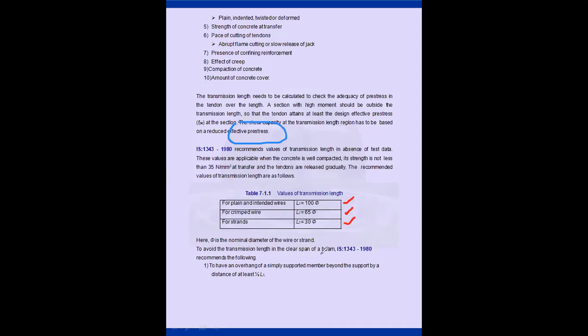So what do you mean by clear span? For a beam, you have to know three parameters. Clear span is nothing but the distance in between the supports. Effective span is nothing but center to center of the beam. Overall span is end to end of the beam. You have to remember this very clearly.